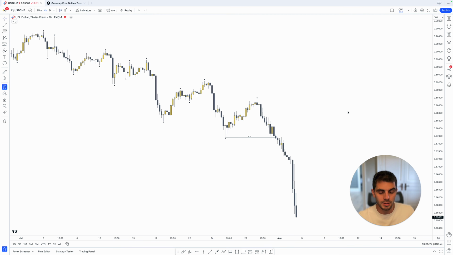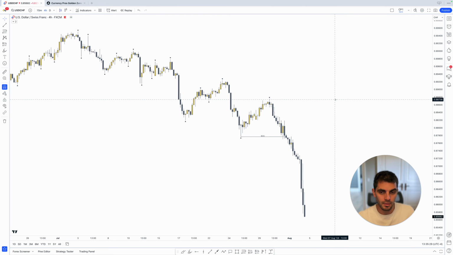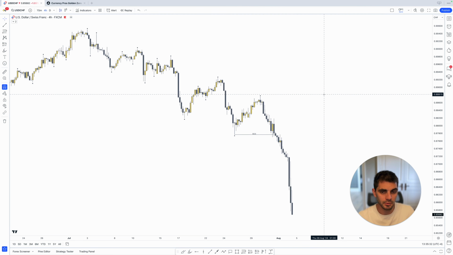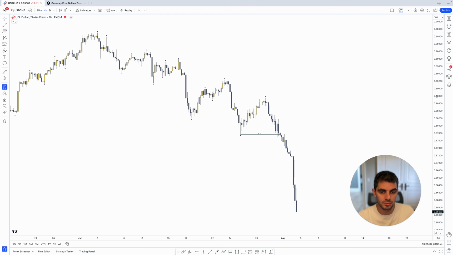Now, last but not least, I wanted to talk about USD Swiss franc. This has surprised me over the past few weeks. This has been one of the most clean structural moves that I've seen in quite some time. In fact, most of this year has been pretty choppy for Forex specifically, but it seems like things are starting to turn around, which is a great sign.